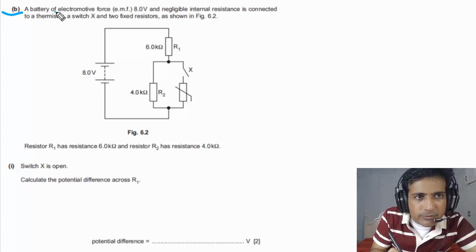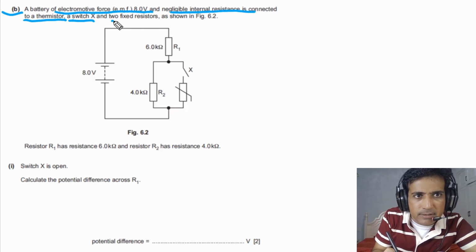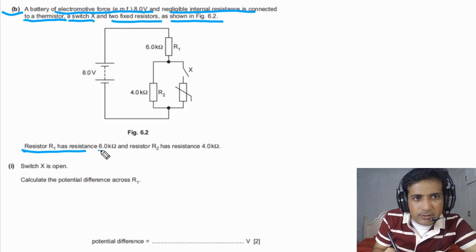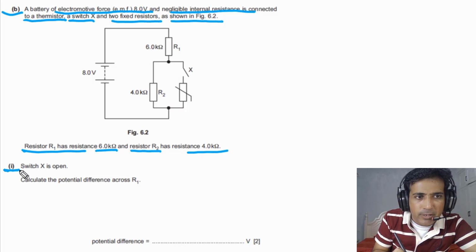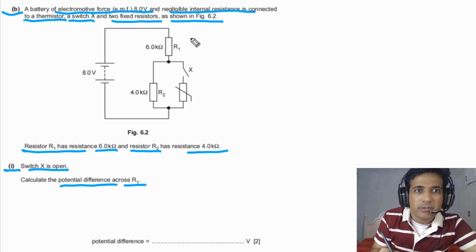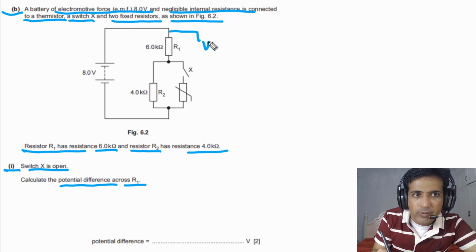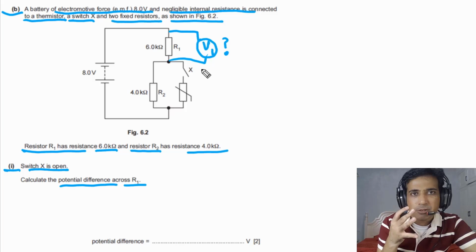For part B, it is given to us a battery of electromotive force 8.0 volt and negligible internal resistance is connected to a thermistor, a switch X, and 2 fixed resistors as shown in figure 6.2. Value of R1 is given, that is equal to 6 kilo ohms, and value of R2 is equal to 4.0 kilo ohms. It is also given to us for part B1, switch X is open. We need to calculate the potential difference across R1. So simply what the question is asking is to calculate the value of V1. If you connect your voltmeter across R1, what is the reading on this voltmeter? So this is what the question is asking us.